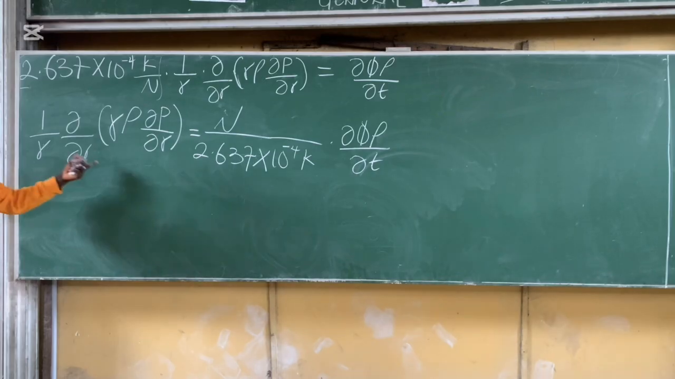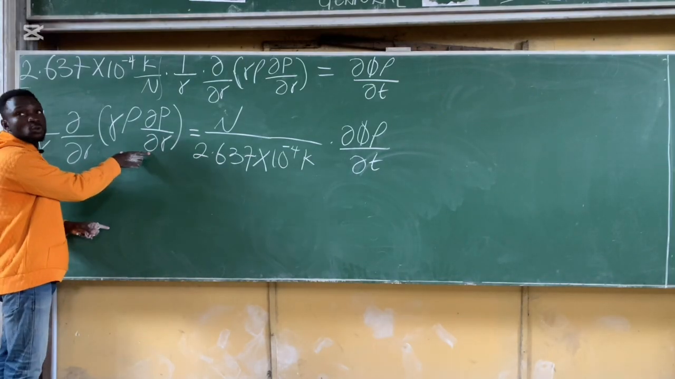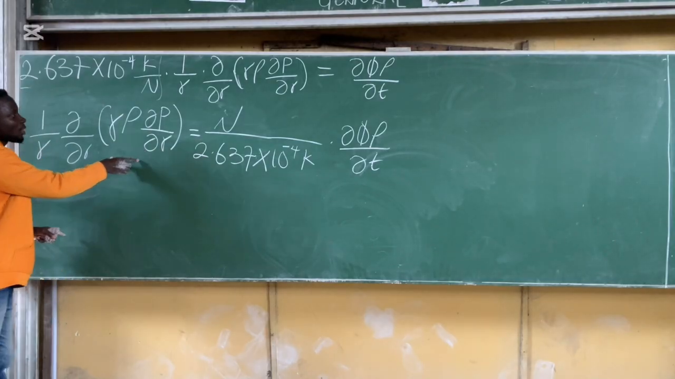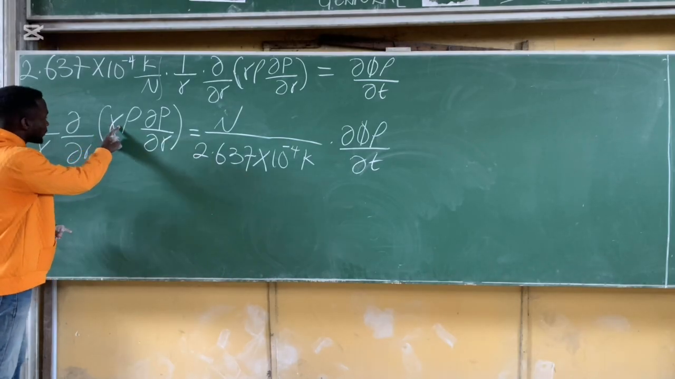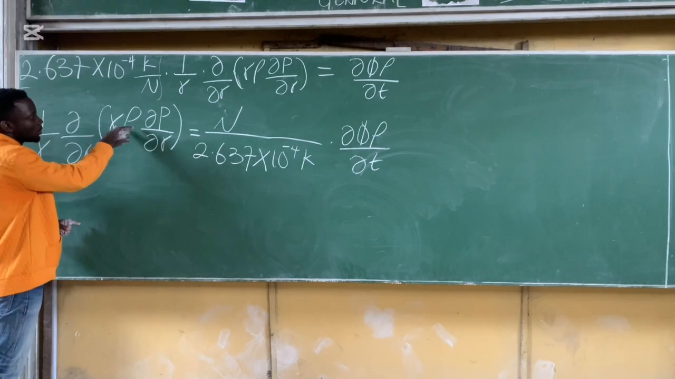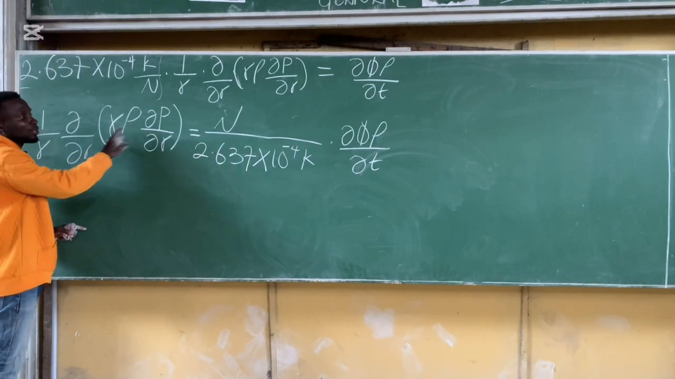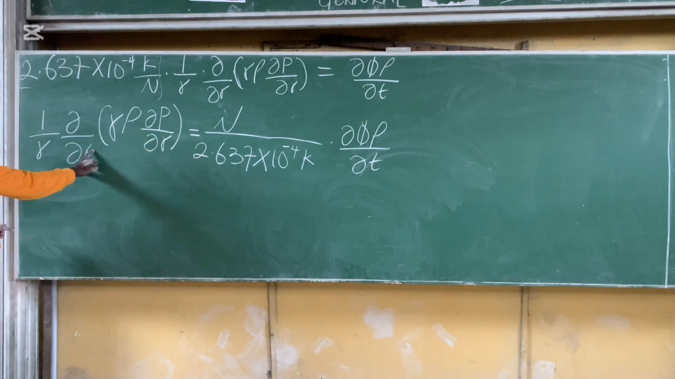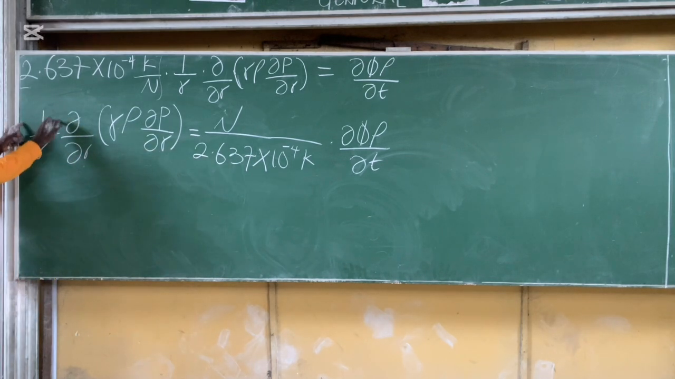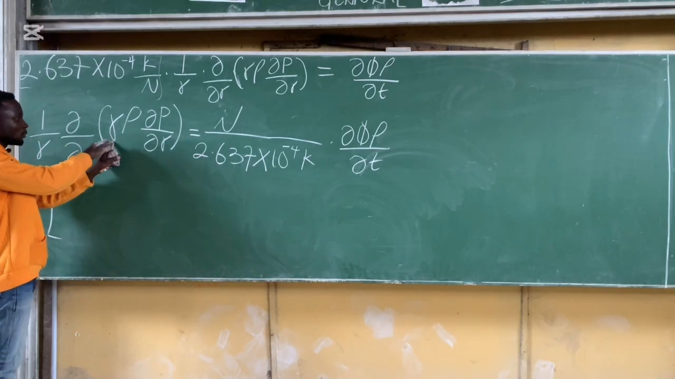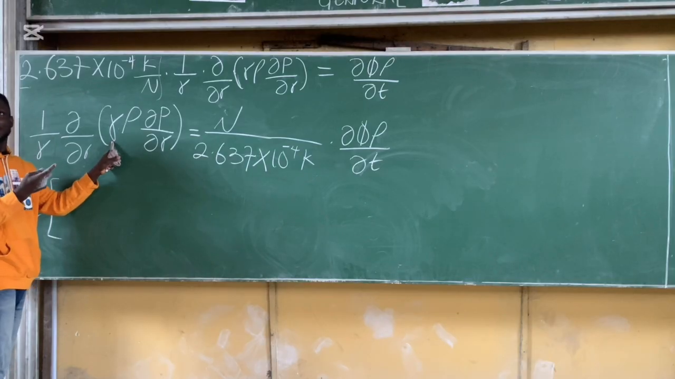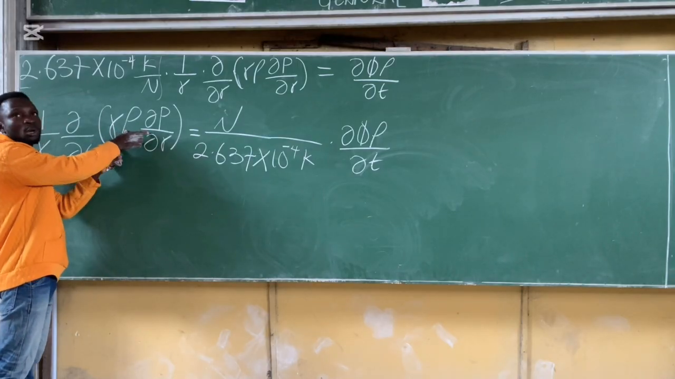Since we have this, the next step is to differentiate what we have in this bracket. For us to differentiate what we have here, we have to differentiate r with respect to r, differentiate density with respect to r, and also differentiate dp over dr with respect to r. First of all, let's take 1 over r out. Now, let's differentiate r. Remember, from your partial derivatives, if you are differentiating one variable, the rest become constants.